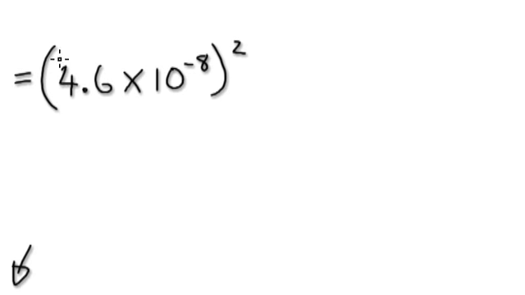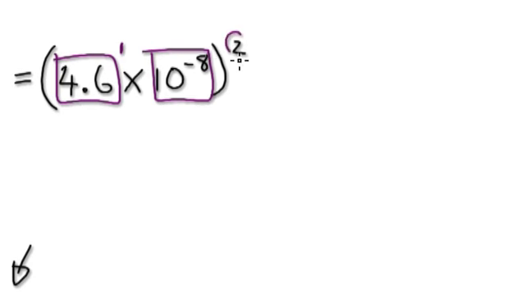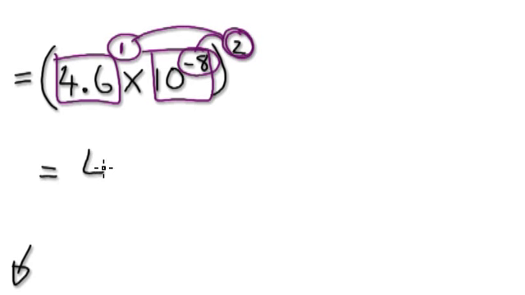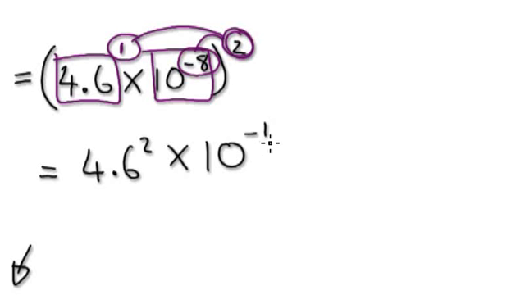So here, visualize this as this. You've got this block here, which is to the power of 1, and then times this block. So it's going to be this times this here, and then this times this here. So this would become 4.6 squared times 10 to the power of minus 16, because you've got to get the 2 times the minus 8.